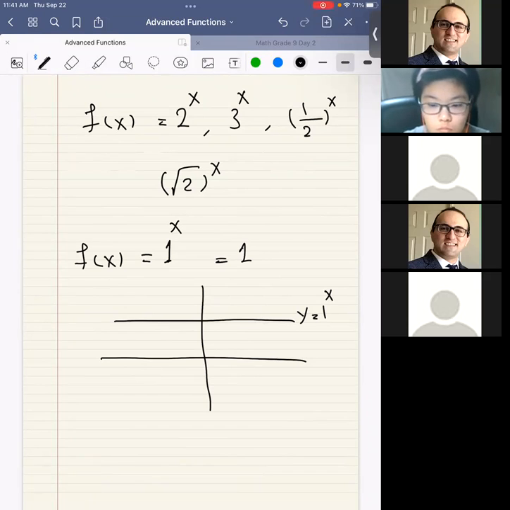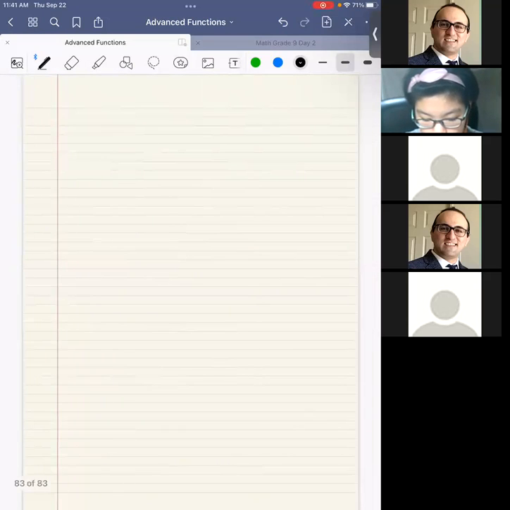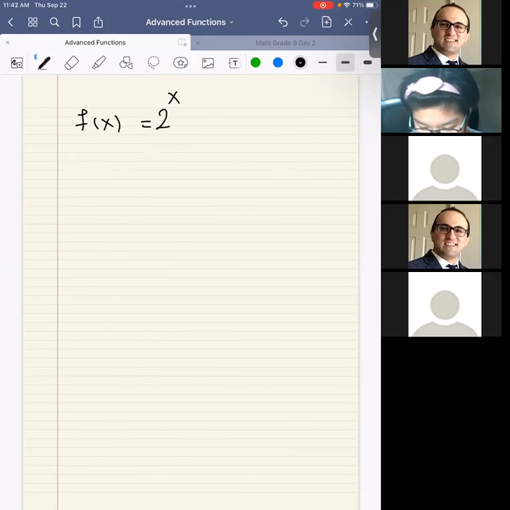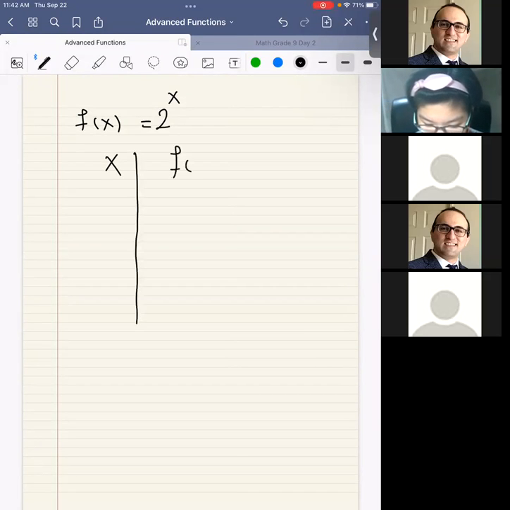So let's look at another one, which is more interesting, 2 to the power x. Let's look at some values of this function. Say this is x, I just draw a table, and that is f of x. So what happens if x is 0? What is 2 to the power 0?